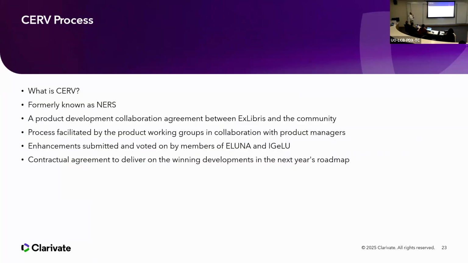Okay, the CURVE process. This is another way that you can engage with us in terms of development, and this is a formal process between Ex Libris and the community. We work closely with the product working groups on this. The idea is that we have a number of development days each year that we devote to these enhancements. The community submits enhancements, they are voted on, and then we receive what's voted on, and we are committed to developing those in the next calendar year.